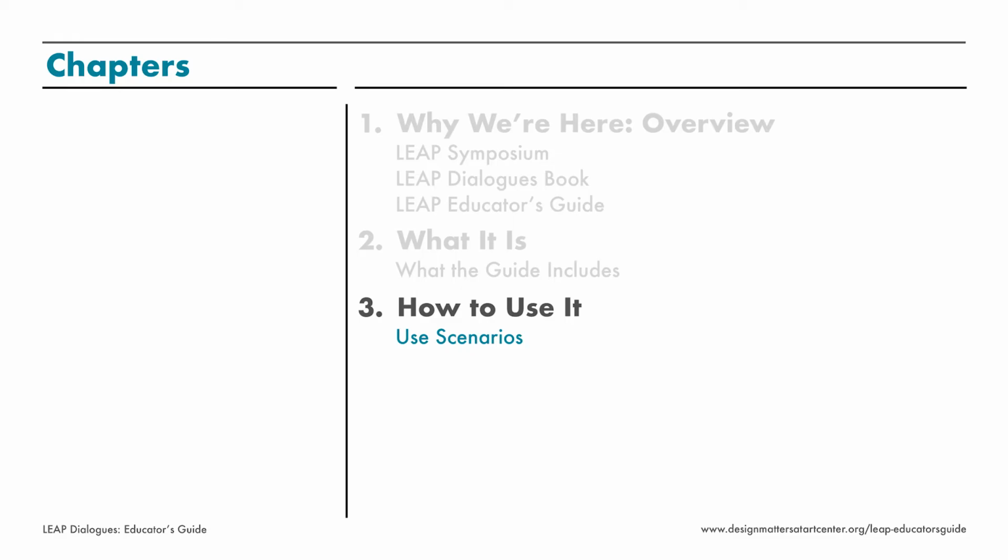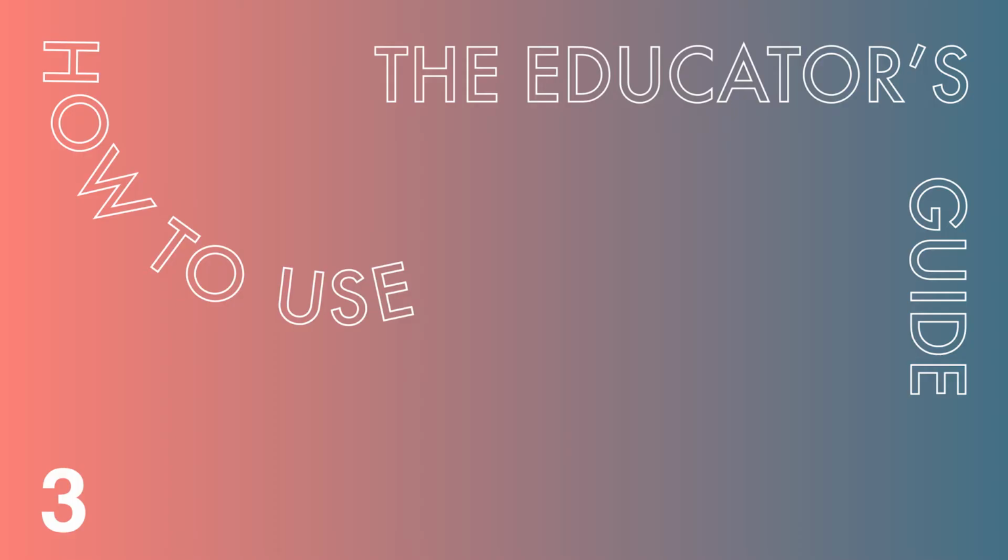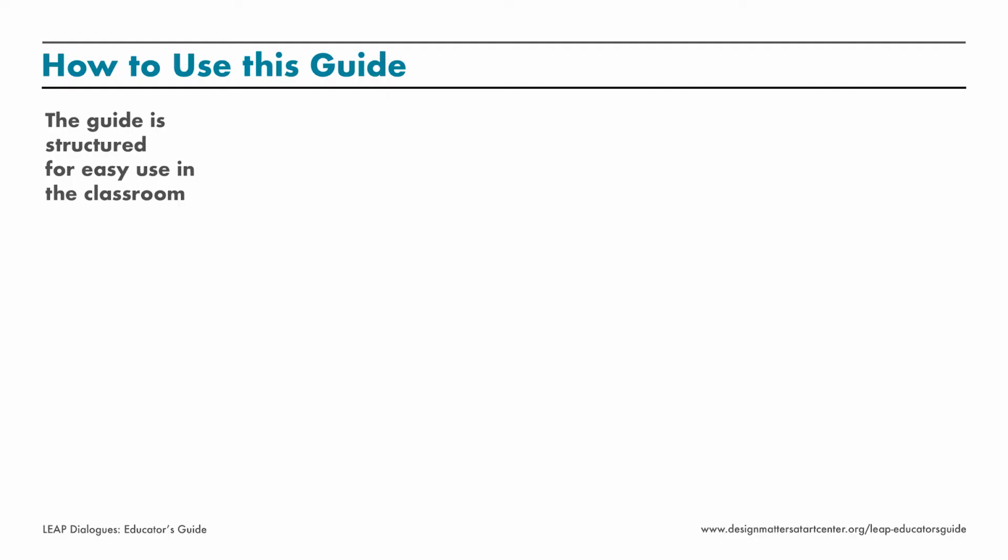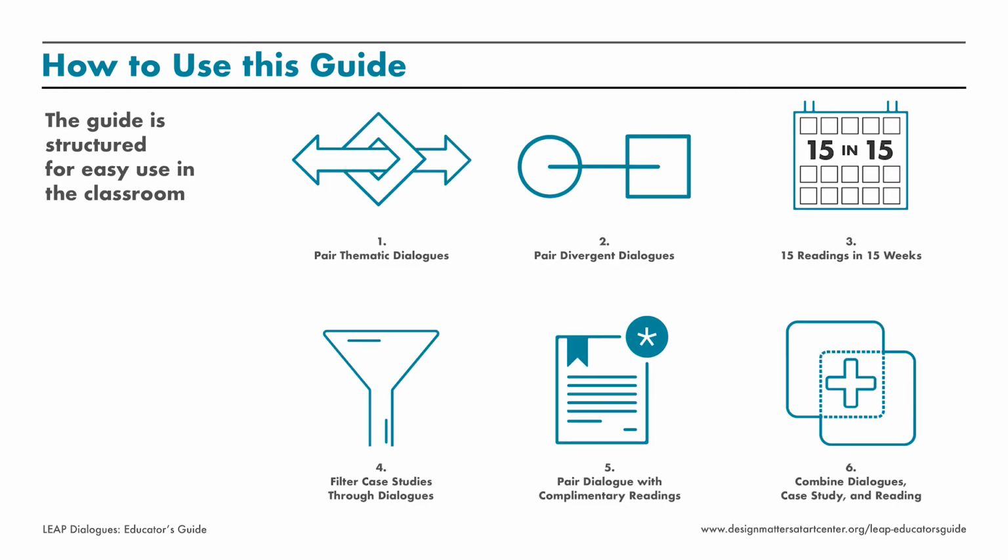So in the last video, we talked about what the Educator's Guide is. And in this video, we're going to talk about how to use it and talk about some scenarios that you can use in your classroom. There are 6 different scenarios that we imagine you might want to use in your classroom, all of which think about different ways to combine the content.